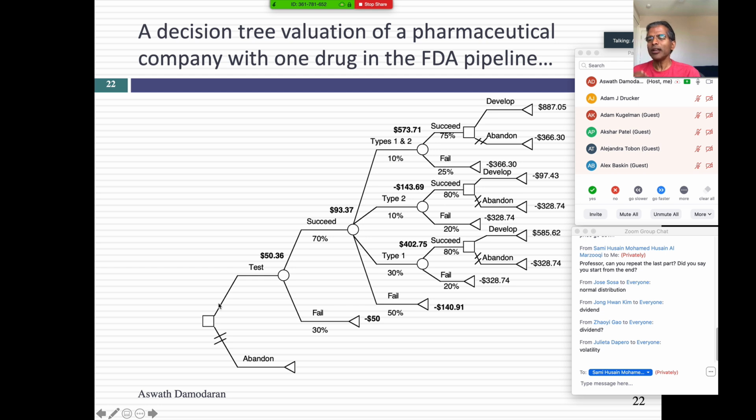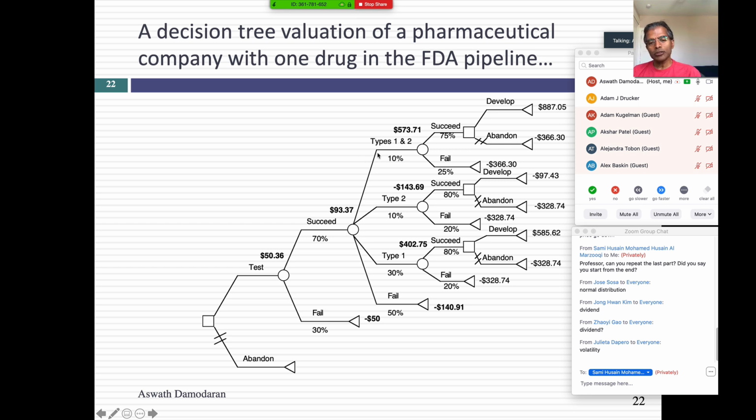You're thinking about, should I test this drug? If you test this drug, here's what can happen. There's a 70% chance of success and a 30% chance of failure. If you fail, whatever you spend, in this case $50 million to do the test, you've got to write off. So that's a decision tree. If you fail, you stop. If you succeed with a 70% chance, then you do a follow-up test.